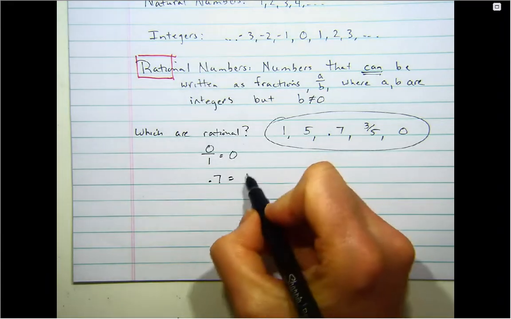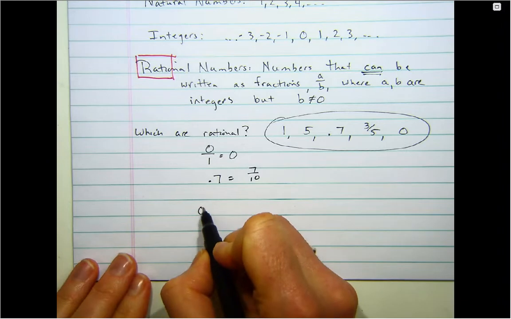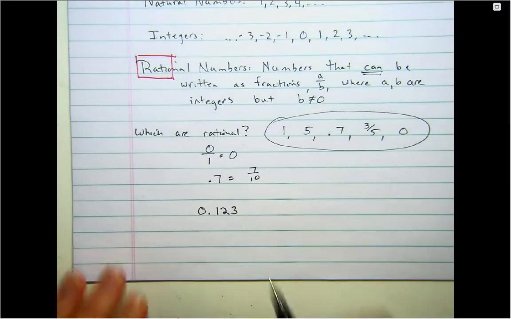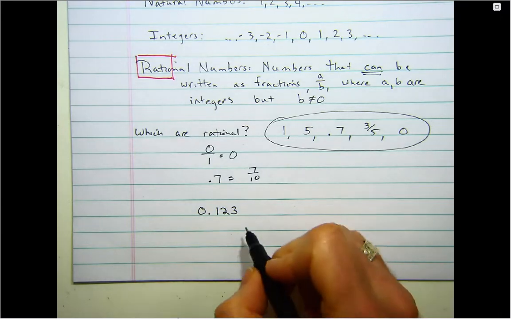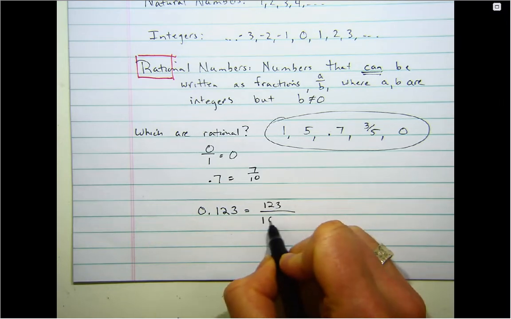Good, 7 over 10. So you will have a number of Wiley Plus homework problems that ask you to take decimal places and write them as fractions. So the trick is, well, what is the trick? How would I take 0.123 and write it as a fraction? 123 over 1,000. Good, 123 over 1,000.